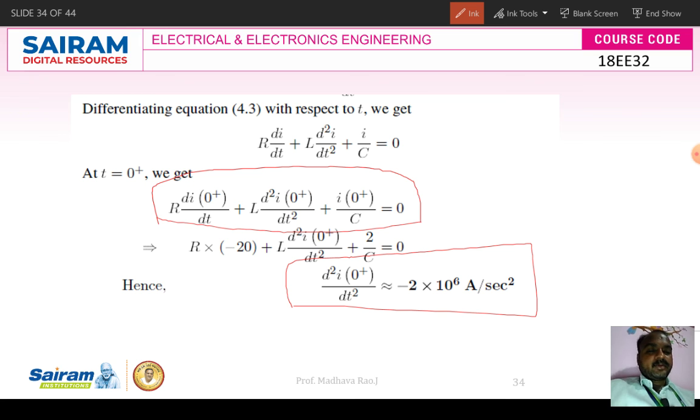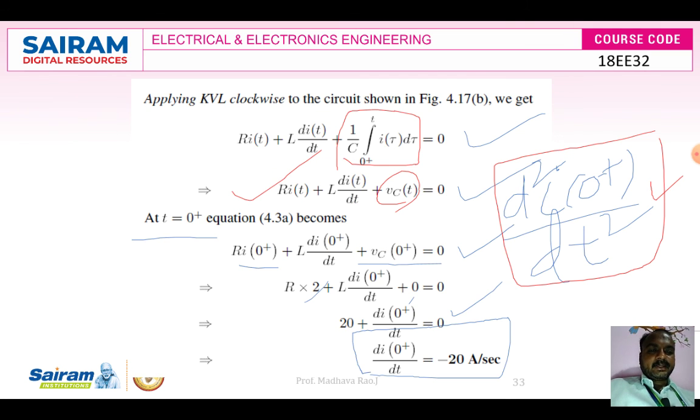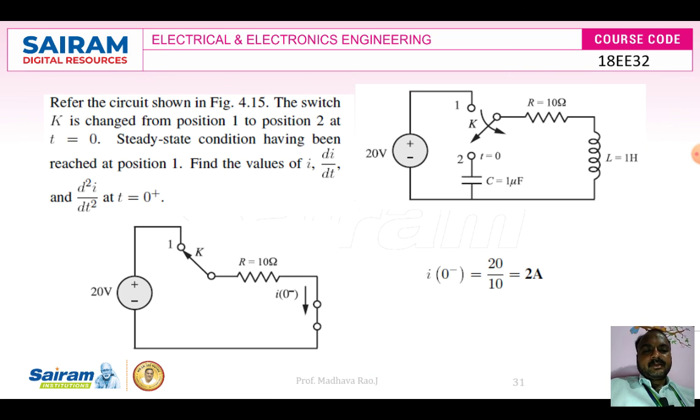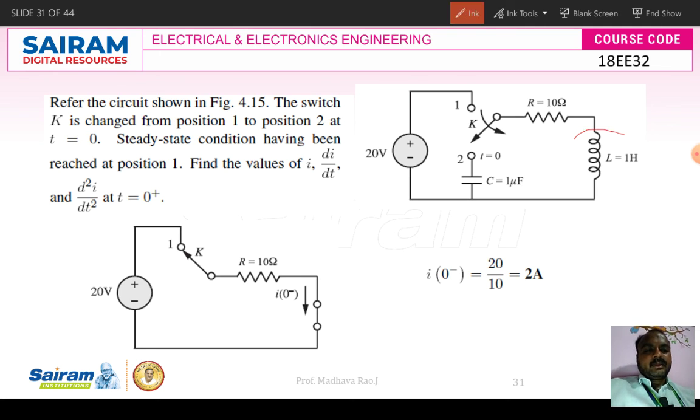So like this we have to do all the problems. Sometimes the capacitor and inductor will be interchanged. So in place of the capacitor, the inductor will come, and in place of the inductor, the capacitor will come. In that case also we have to find the values of I, di by dt, and d square I by dt square at t is equal to 0 plus. So this type of problem we can expect in your examination.